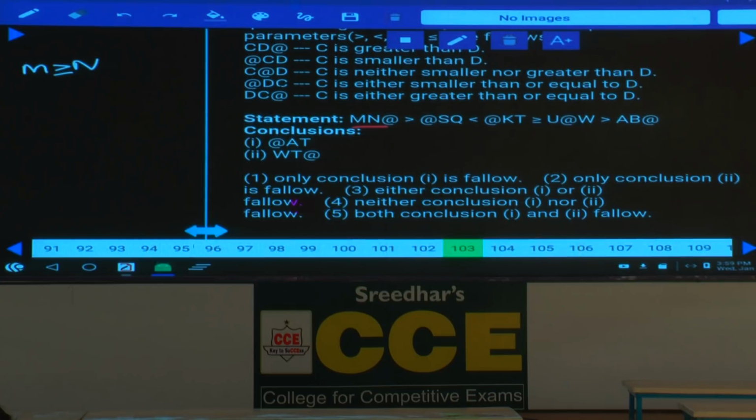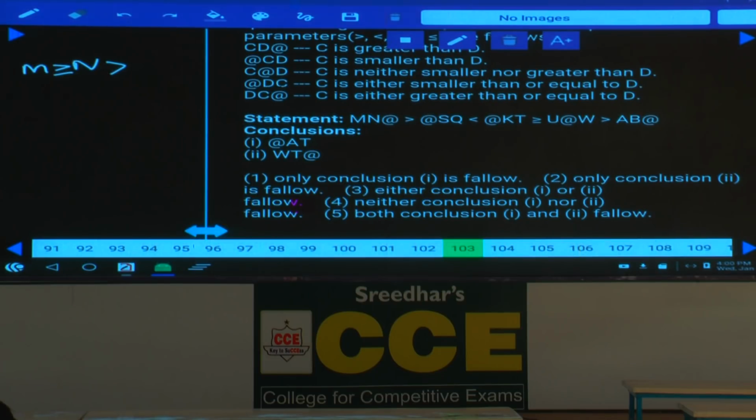Next one, what is the next information here? M, at the rate of, next one greater than. This greater than is the symbol here. He himself has given the symbol. Nothing else has been specified. Here he has given the symbol, that is greater than, at the rate of SQ. What is at the rate of SQ?